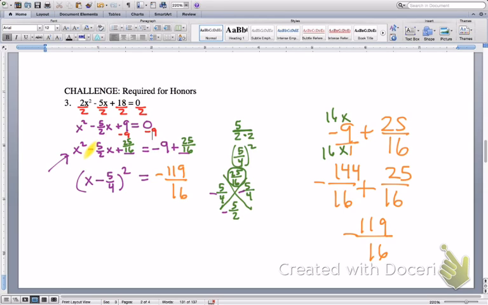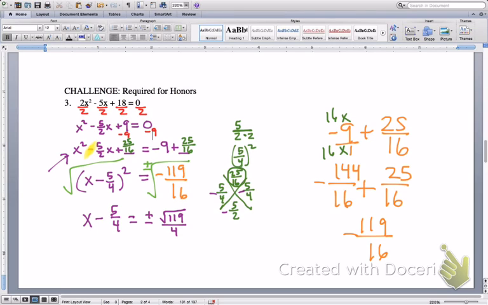So now we're going to keep solving this. We're going to square root both sides. Don't forget the plus minus. Let's simplify that. x minus 5 over 4. On the right side we have plus or minus the square root of 119. I'm going to simplify the denominator because the square root of 16 on the bottom is just a 4. So that works out nicely. At least it simplifies a little bit.